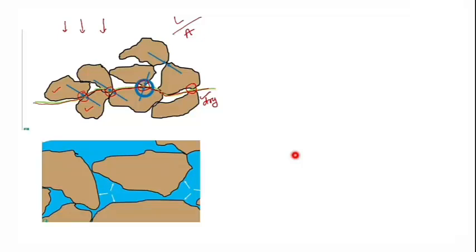On the other hand, if the soil is saturated, the second figure represents saturated soil. When soil is saturated, some part of the applied pressure will be shared by water and some part of the pressure will be shared by solid particles. If we segregate water from the solid particles, the representation will be like this. These are solids and this is water in saturated soil.